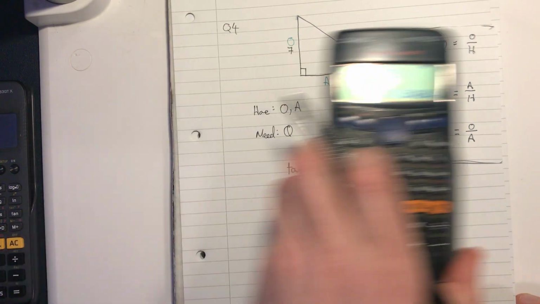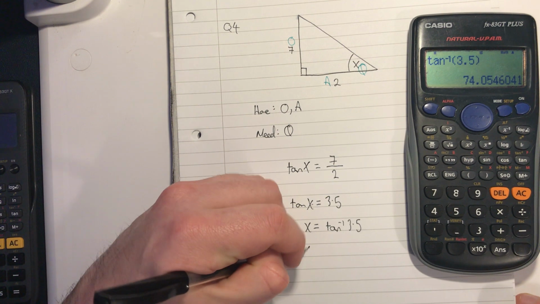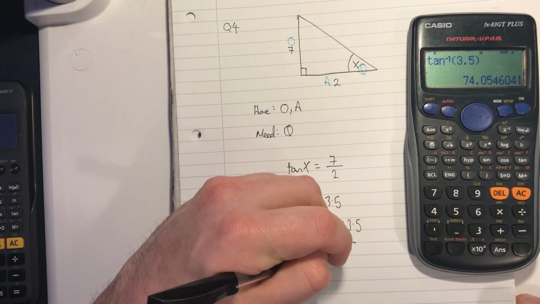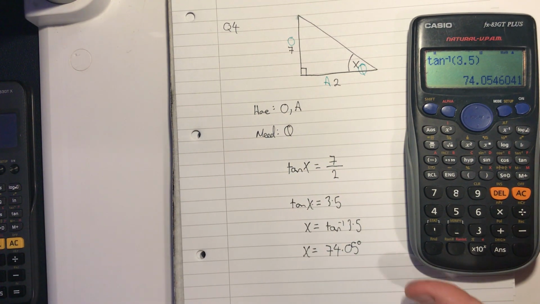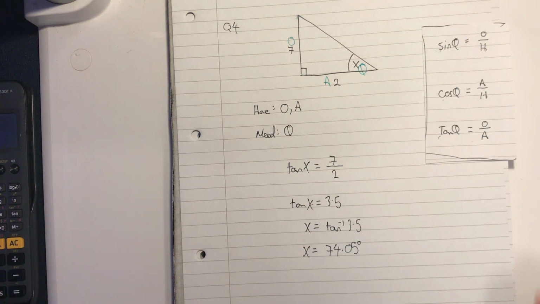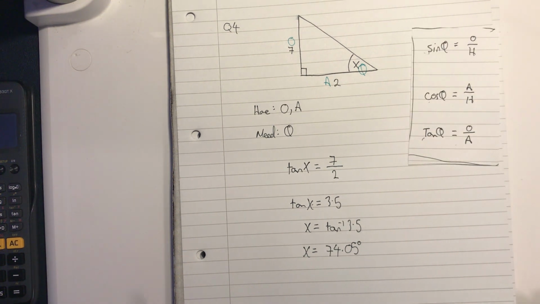Sorry, I'm left-handed, so I can't really leave the calculator. So x equals 74.05 degrees. So that was question 4. So hopefully you have some better idea now about what's going on for your test on Friday.